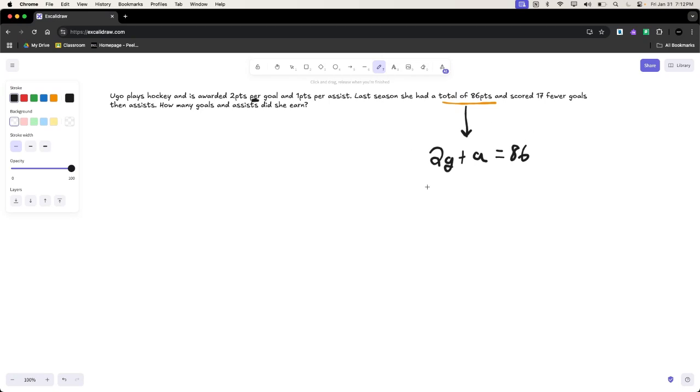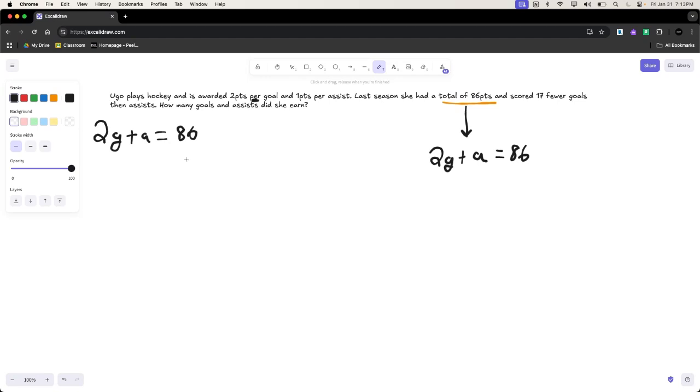Now that we have this expression, let's go ahead and just put it here. All right, just on this side, so I can do my work with it. All right, I believe that's important. All right, okay. So what we're gonna do is 2G plus A, which equals 86.